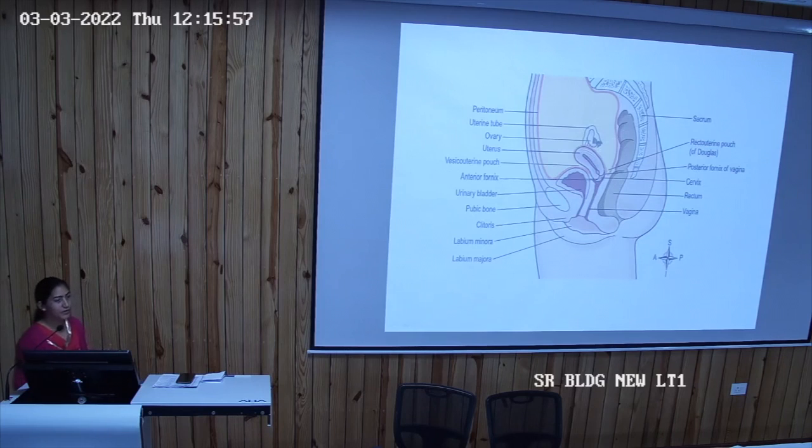Now, because of the folding of the peritoneum, some space is formed. Here you have the bladder, and here you have the uterus and the rectum posteriorly. These spaces are called pouches, anterior to the uterus and posterior to the uterus. When it is present anterior to the uterus, the pouch is called the vesico-uterine pouch. When it is present posterior to the uterus, it is called the recto-uterine pouch. These pouches are formed because of the lining of the peritoneum over the pelvic organs.